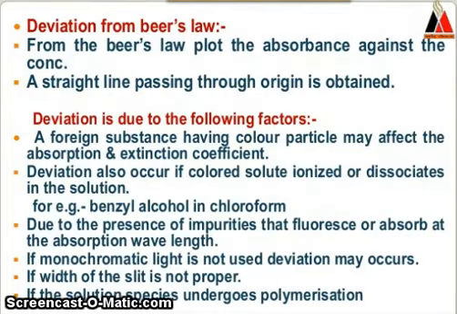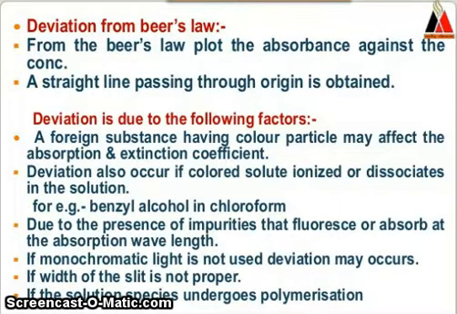So deviation from the Beer-Lambert law: from Beer's law, plot the absorption against the concentration. A straight line passing through the origin is obtained. Deviation is due to the following factors: a foreign substance having colored particles may affect the absorption and extinction coefficient. Deviation also occurs if the colored solute ionizes or dissociates in solution, for example benzyl alcohol in chloroform, due to the presence of impurities that fluoresce or absorb at the absorption wavelength.